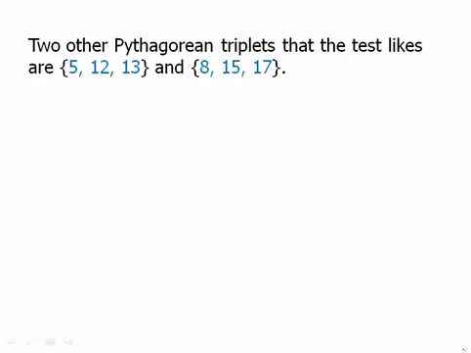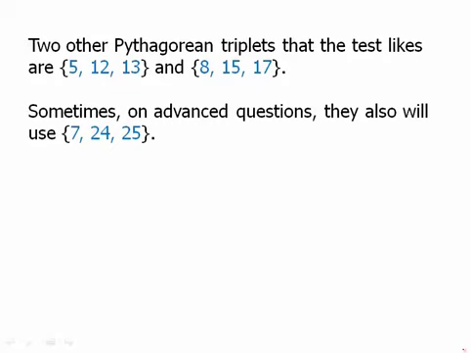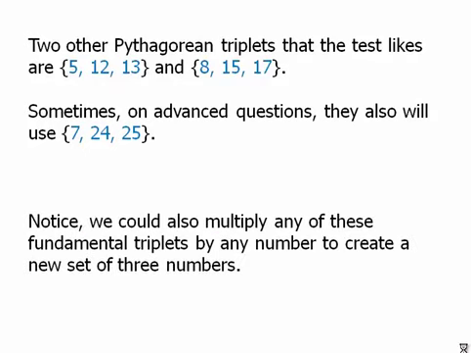2 other Pythagorean triplets that the test likes are 5, 12, 13 and 8, 15, 17. Those are good ones to memorize. Sometimes in advanced questions they will also use 7, 24, 25. That one is rare, but if you really want to be safe, you should memorize that one also.